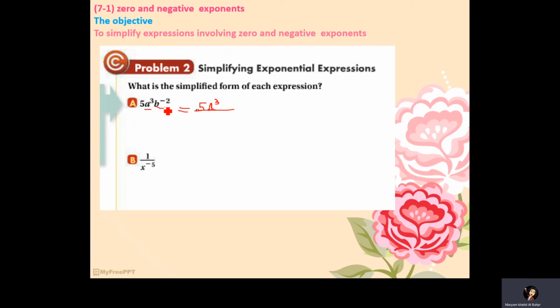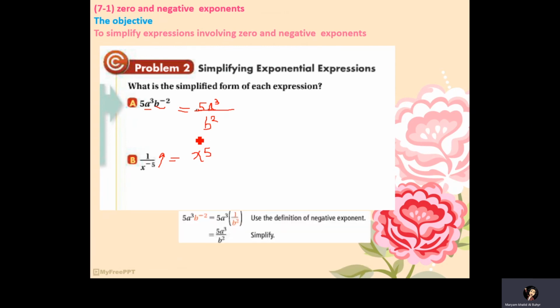This one, I have to move it down. Why will I move it down? Because the power is negative. Once I move it down, it will be a positive power. So that is b to the power 2. I'm done like this. Now same thing with this one. This is basic. 1 over x to the power negative 5. So I will move it up to make it a positive power. So x to the power 5. That's the idea. Let me move to the exercises.